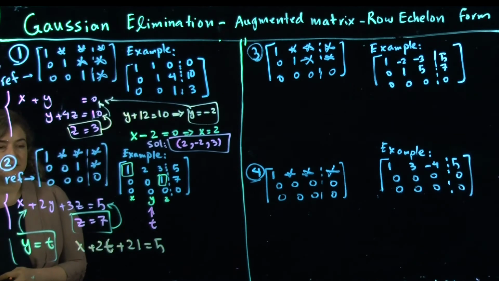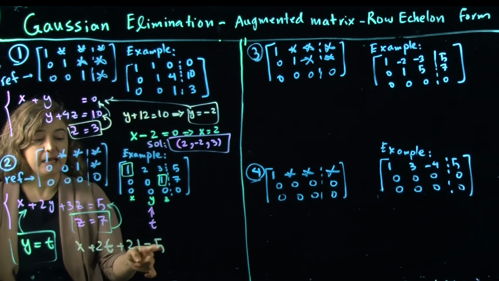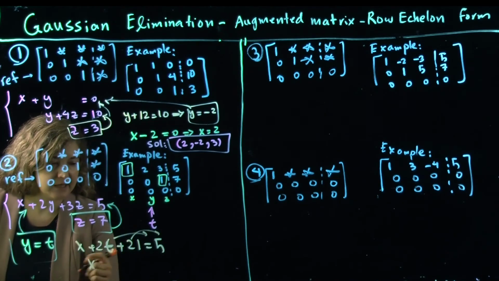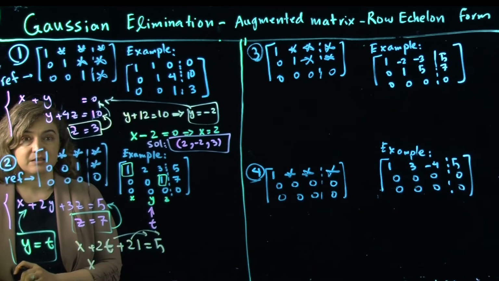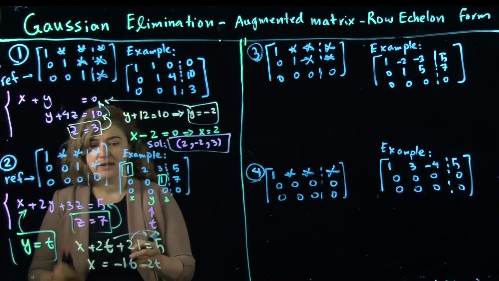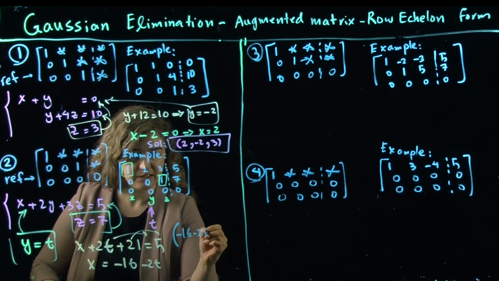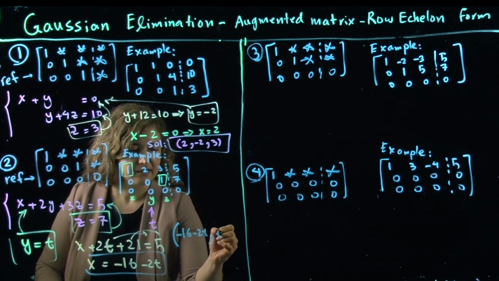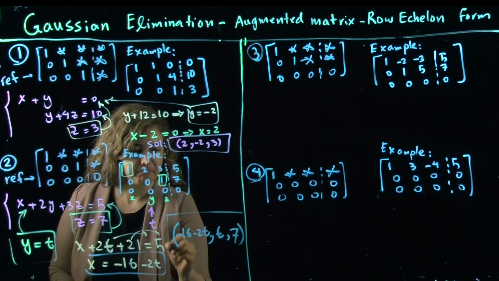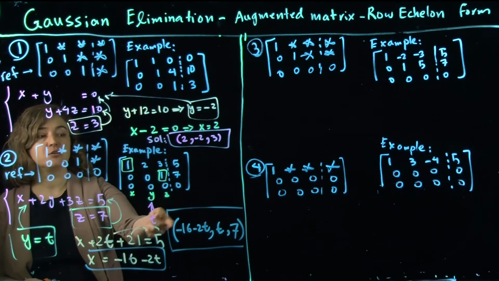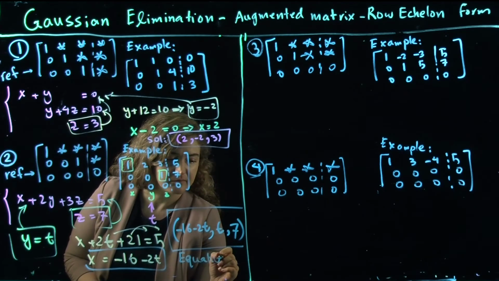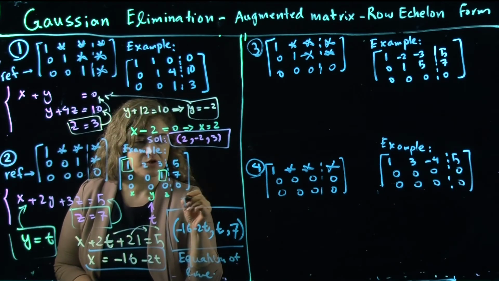And be aware of your t's. They can get messy very quickly. So in here, now I have to solve for x. That means that I have to subtract 2t and 21 from the other side. So it gets x equal to 5 minus 21 is negative 16 minus 2t. So the solution to this system is x equal to negative 16 minus 2t, y equal to t, and z equal to 7. One parameter means a one-dimensional object in 3 dimensions. That is an equation of a line. Infinite solutions.